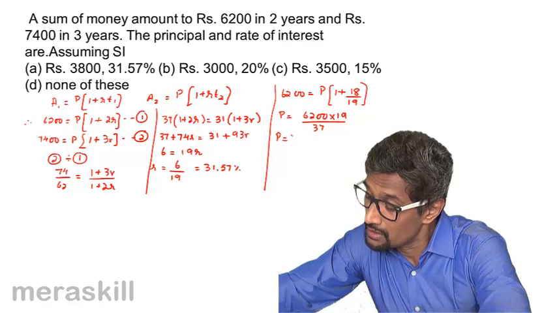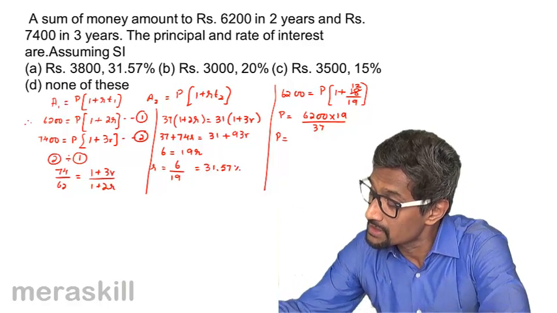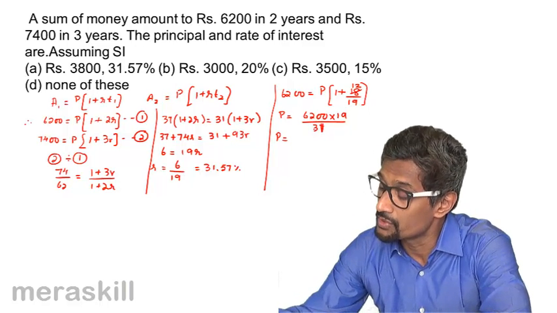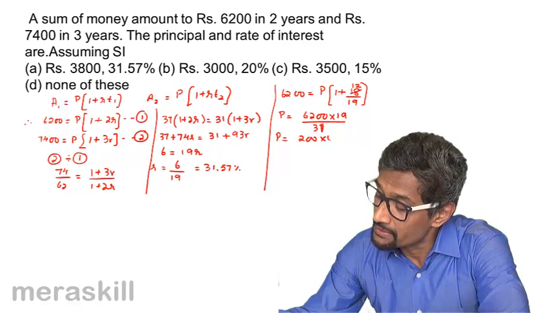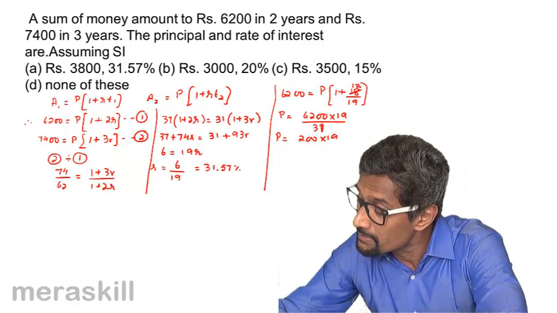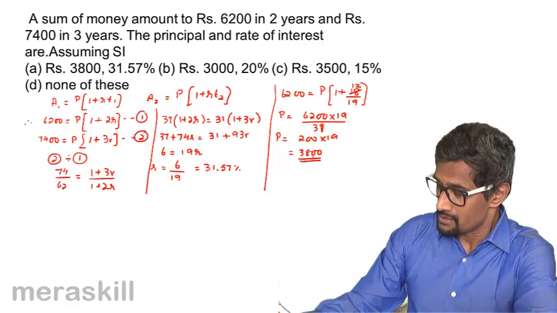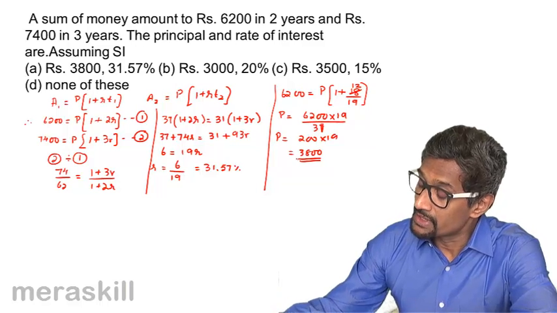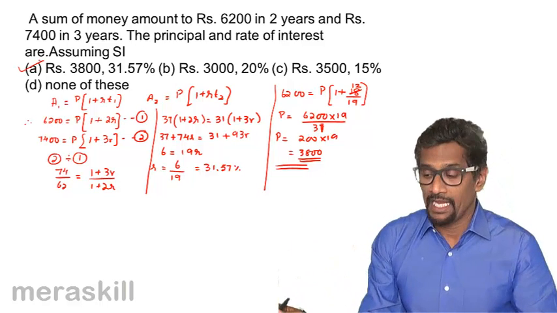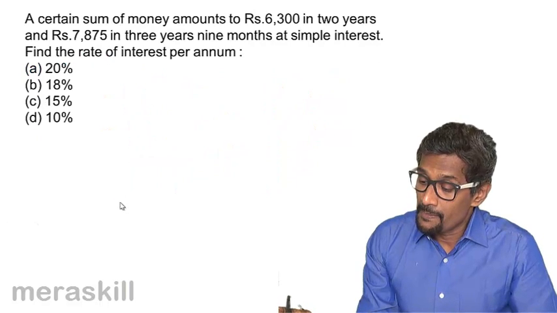We have 3R. Sorry, we made a mistake here. This should be 2R. So this should be 12 by 19. So it turns out to be 19 plus 12, so it's going to be upon 31. So it's going to be 200 into 19. We made a mistake here. We took this part of the equation and substituted it as 3R. So it should be 12 by 19. So 200 into 19, which should be 3,800. So you have the principal amount as 3,800 and the rate of interest is 31.57. That is option number A. So this is the answer.